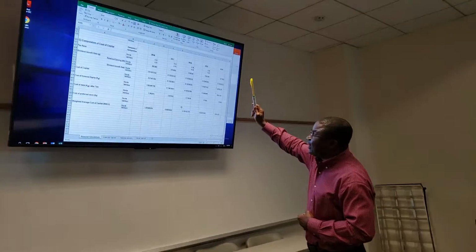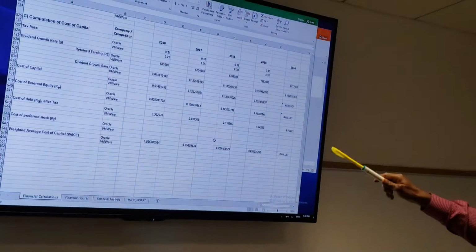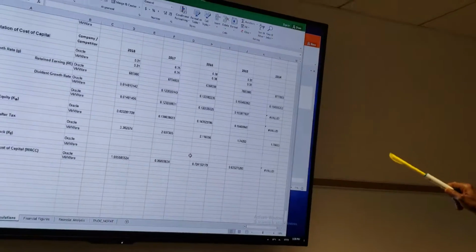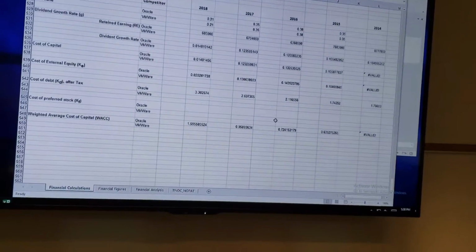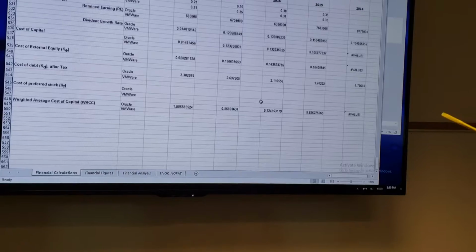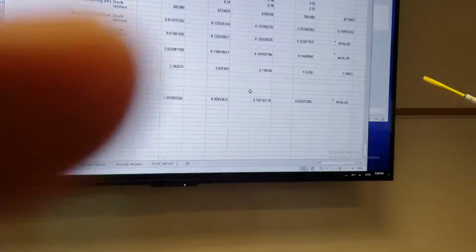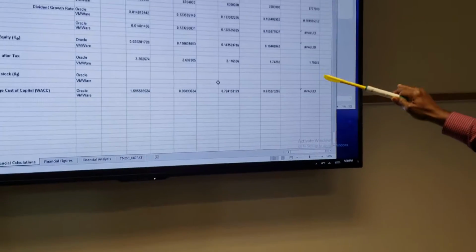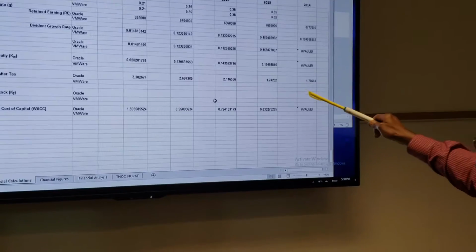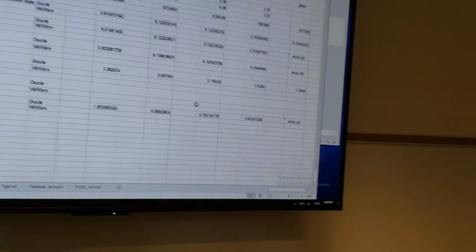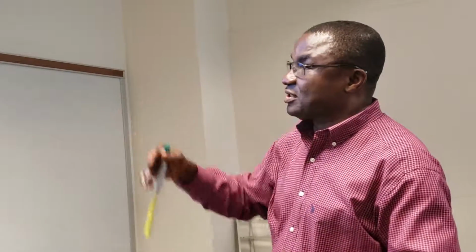Between 2014 and 2018, the dividend growth rate kind of declined from 2014 to 2018. And the cost of capital for Oracle within that same period, the percentage rate, you could see what the values are. There wasn't a dramatic change from year to year within this period.